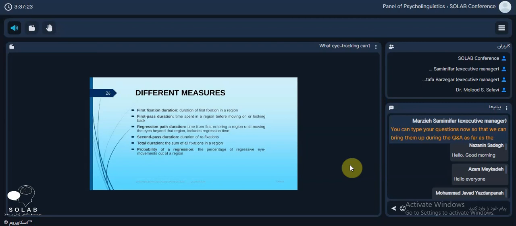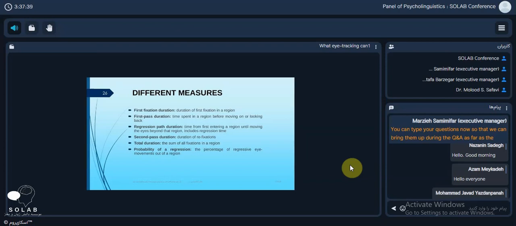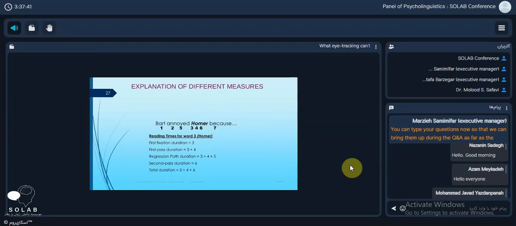Second pass duration is the duration of refixation. Total duration means the sum of all fixations in the region. And the other component is probability of regression, the percentage of regressive eye movements out of a region. We review this part on interpretation because it is very important for eye tracking. Eye tracking seems an easy instrument, but really it is very difficult, especially the interpretation of the measurements or components.